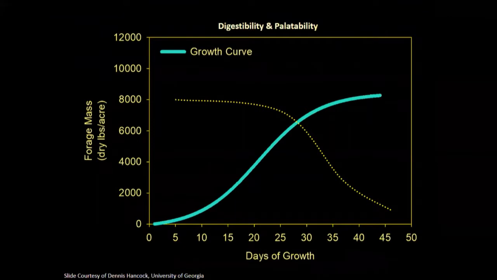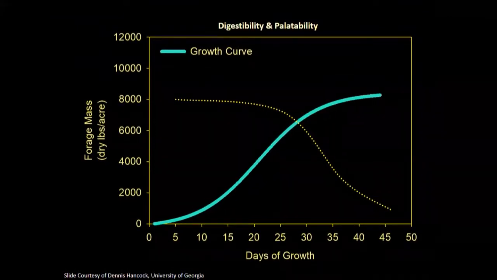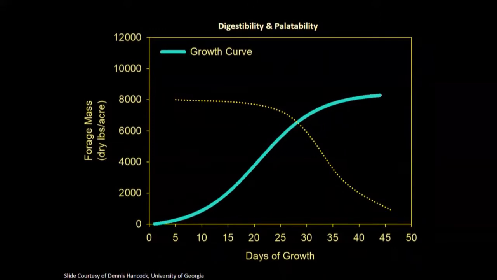This graph is just to show you pretty much the same thing. You have your days of growth on your x-axis and your forage mass on your y-axis. And this blue line right here is going to be the growth curve of the plant, and then the yellow dotted line is the digestibility. So you can see as the plant grows, your mass is going to increase and your growth curve is going to increase, but your digestibility is going to decrease. So what you need to do is try to find the happy medium. You're going to get significant forage mass, but without sacrificing the digestibility of your plant.